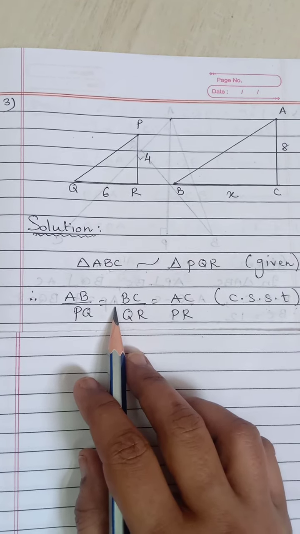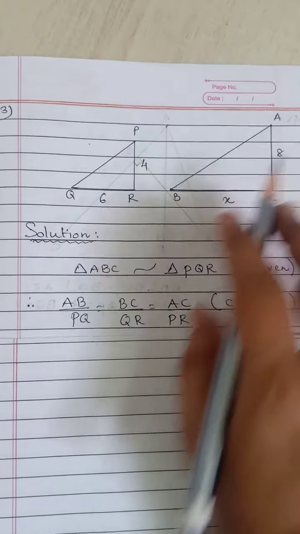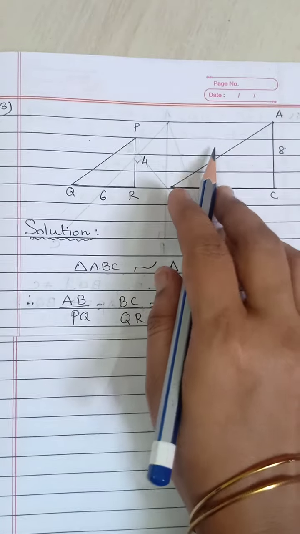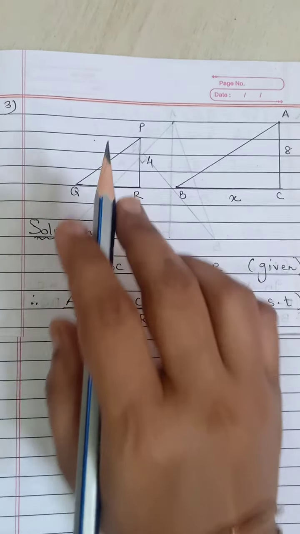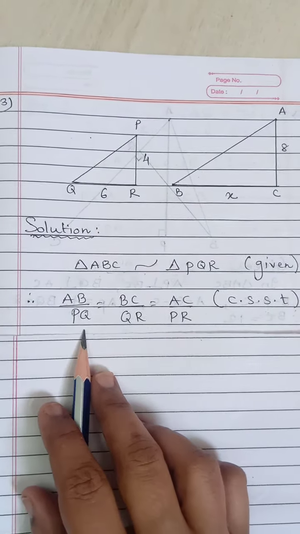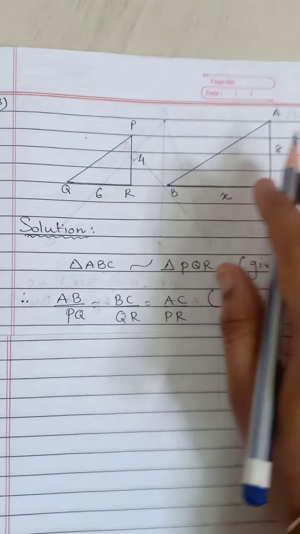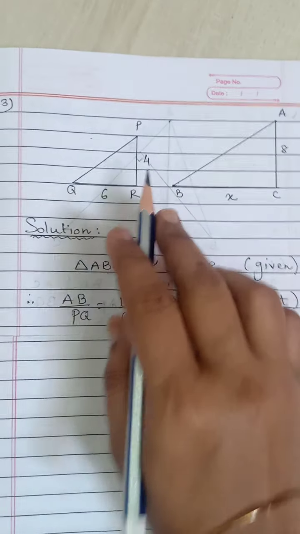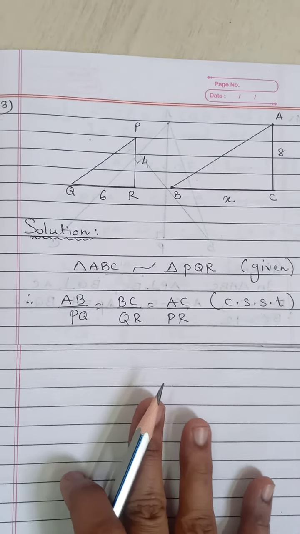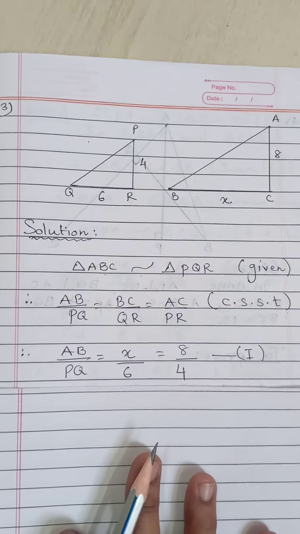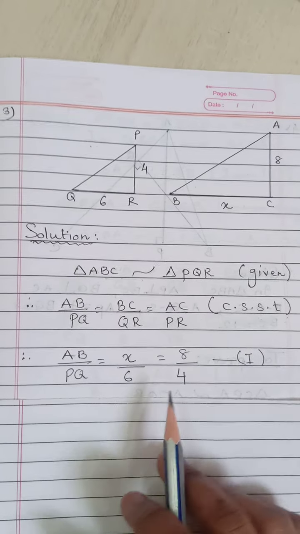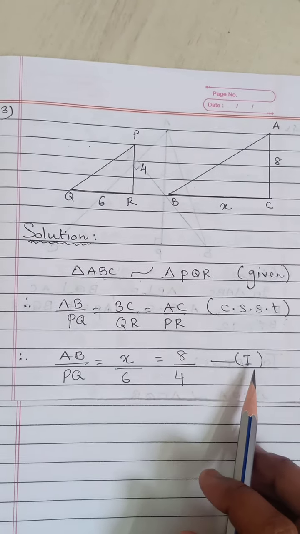Now we'll apply the values. Some of the values are given. If you see the figure, there are no values for AB and PQ, so AB and PQ we will keep like that only. BC is X, QR is 6. AC is 8, PR is 4. So all these values we will apply here. After applying the values we will get this equation, and we will call it equation number 1.